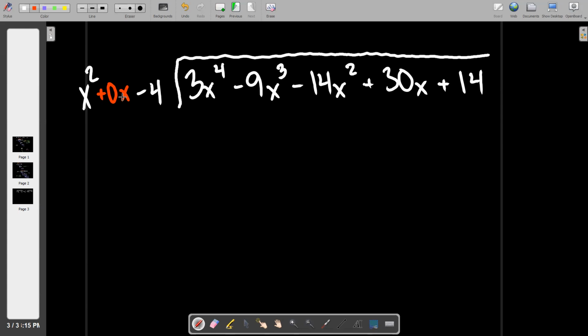And that way there, every step of the dividend is accounted for. I got x to the 4, x to the 3, x to the 2, x to the 1, no x's. And then in my divisor, I got x to the 2, x to the 1, and no x's. You don't want to leave gaps because things don't match. That just looks weird. Is it because I wrote it in red? No. Here, I'll fix it.